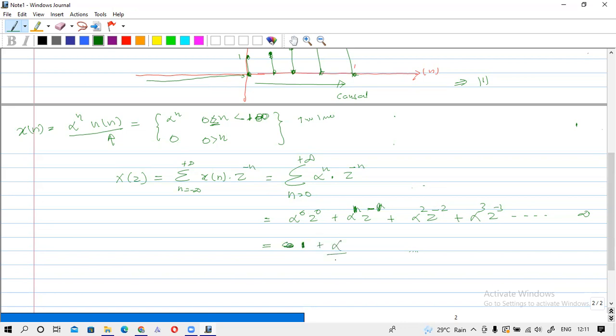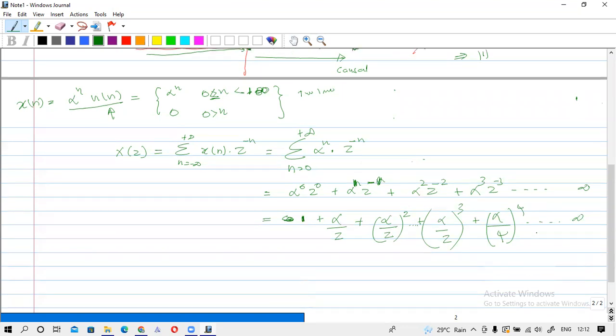So you have here alpha divided by z, plus alpha squared divided by z squared, plus alpha to the power 3 divided by z to the power 3, so you can write this as (alpha/z)^3. In the same way you can find (alpha/z)^4, and so on up to infinity.